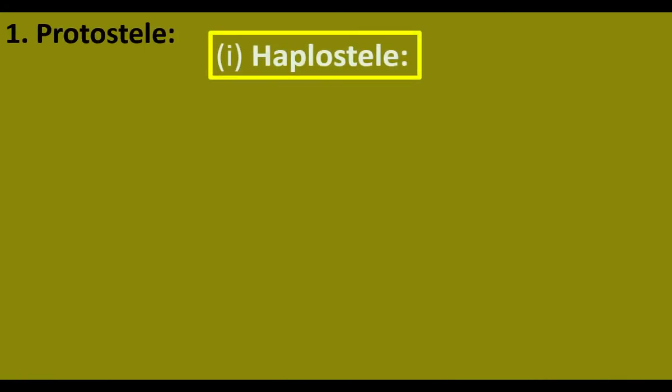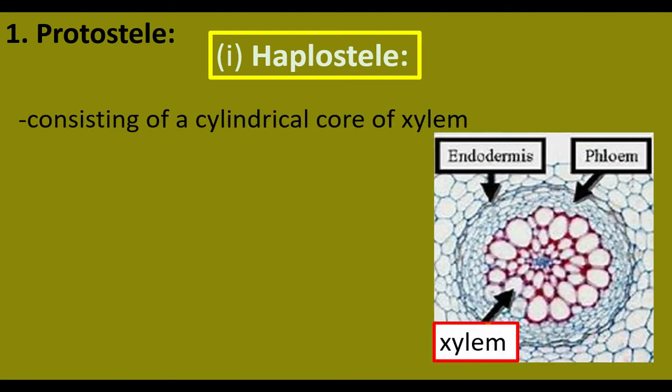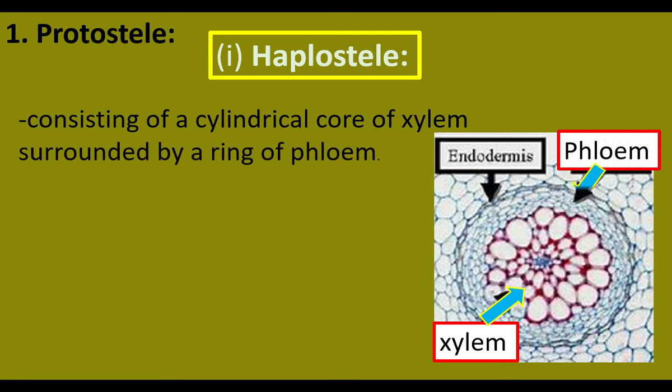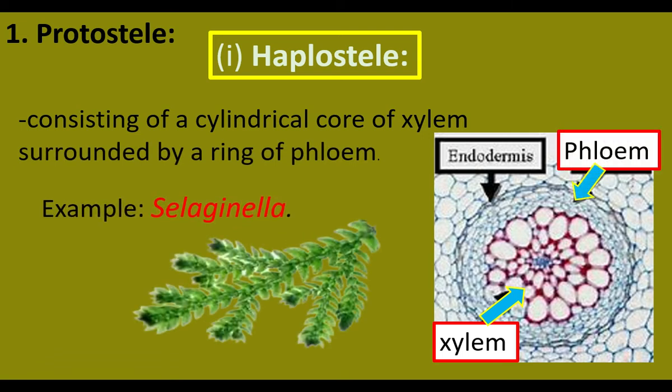Haplostele is the first type of protostele. In haplostele, the xylem forms the central cylinder. Xylem forms the central core, and xylem is surrounded by a ring of phloem. Example, Selaginella.